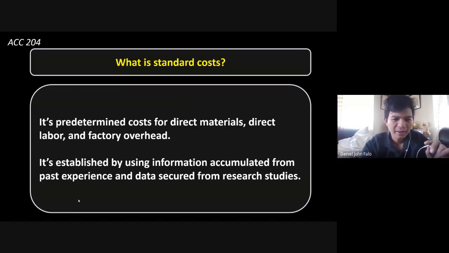Therefore, the thing to be used is what we call the predetermined cost. Ibig sabihin, dinetermine na natin yung cost for materials, labor, and factory overhead bago pa lang mag-start ang production. Kaya siya tinawag na predetermined. And such predetermined costs are what we call standard costs. So, such predetermined cost was established by the information accumulated from past experience and data secured from research studies. Ibig sabihin, this is a reliable estimate of direct material, labor, and factory overhead.